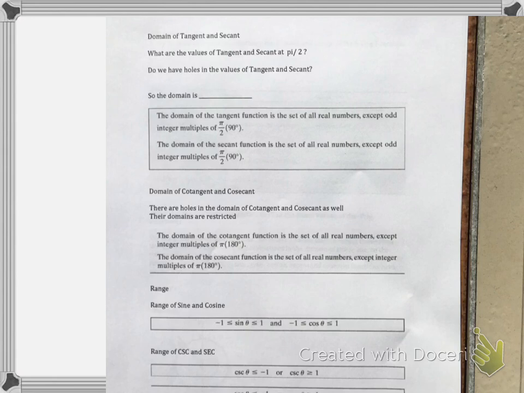So tangent and secant get a little tricky. Please get out that image of your unit circle, and I want you to look up pi over 2, which is 90 degrees. So remember, the values at that point are 0, 1, and tangent is y over x. So tangent is undefined, as is secant at pi over 2.